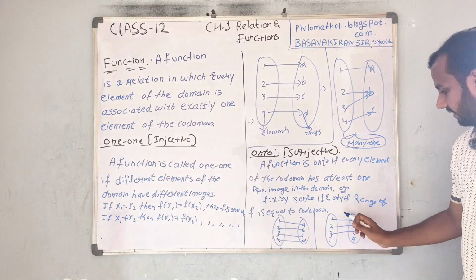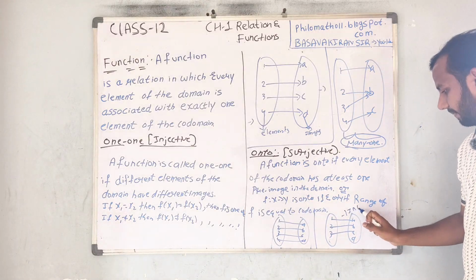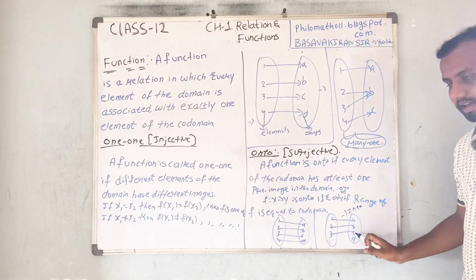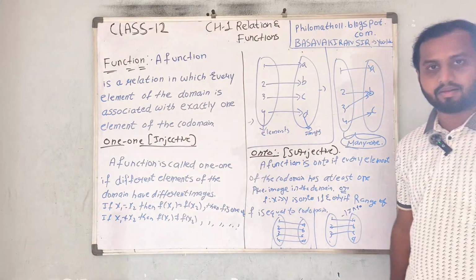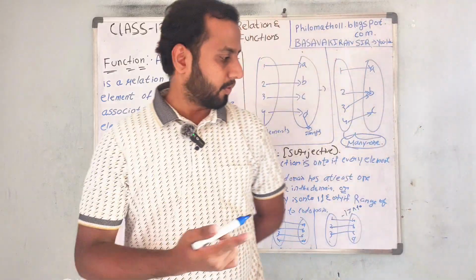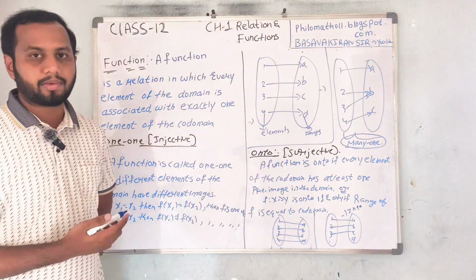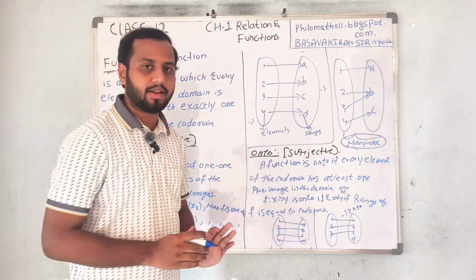Now coming to one more function, that is the into function. In an into function, again A, B, C have pre-images, but what about D? D does not have a pre-image. If at least one element of the codomain does not have its pre-image, then we will call it an into function.